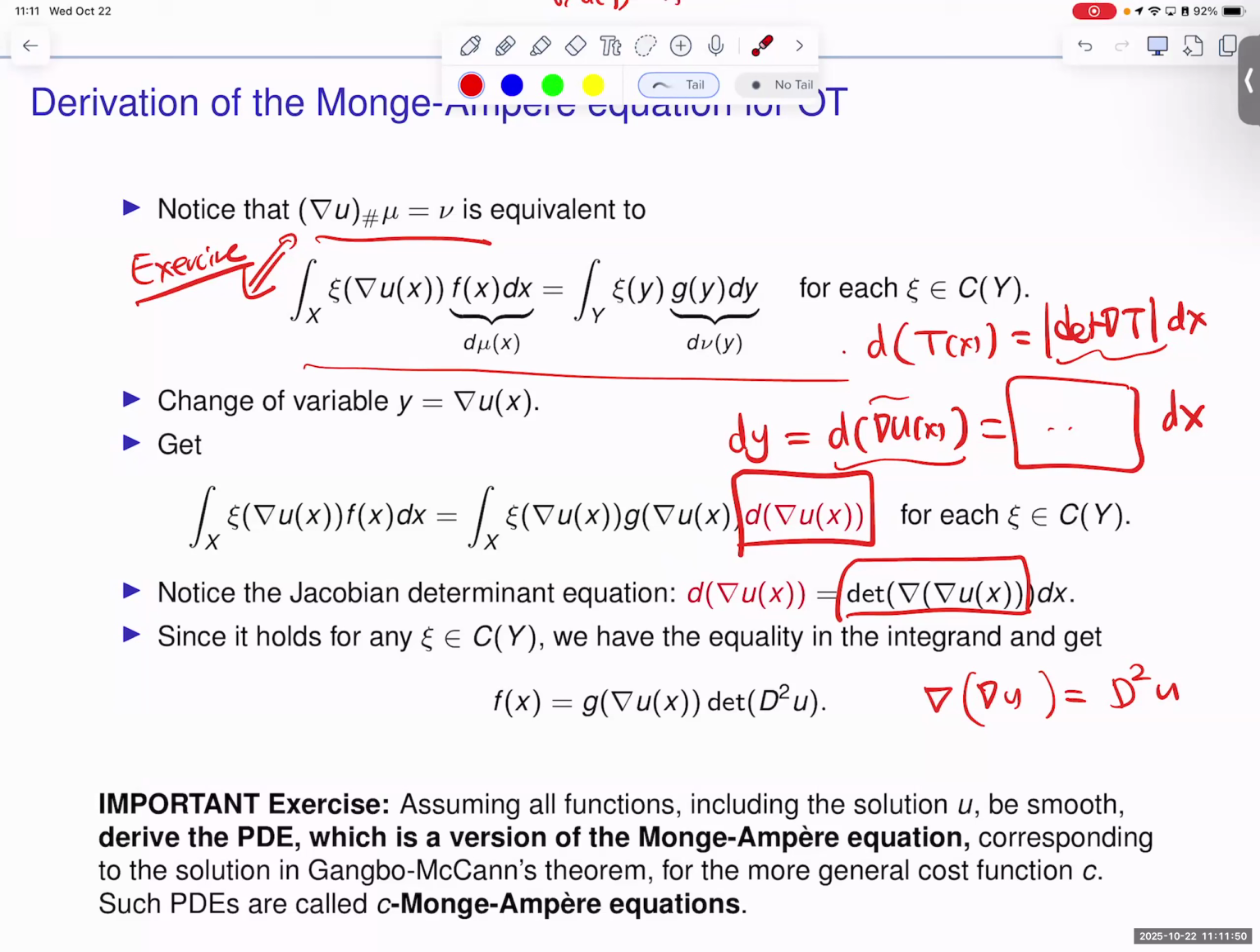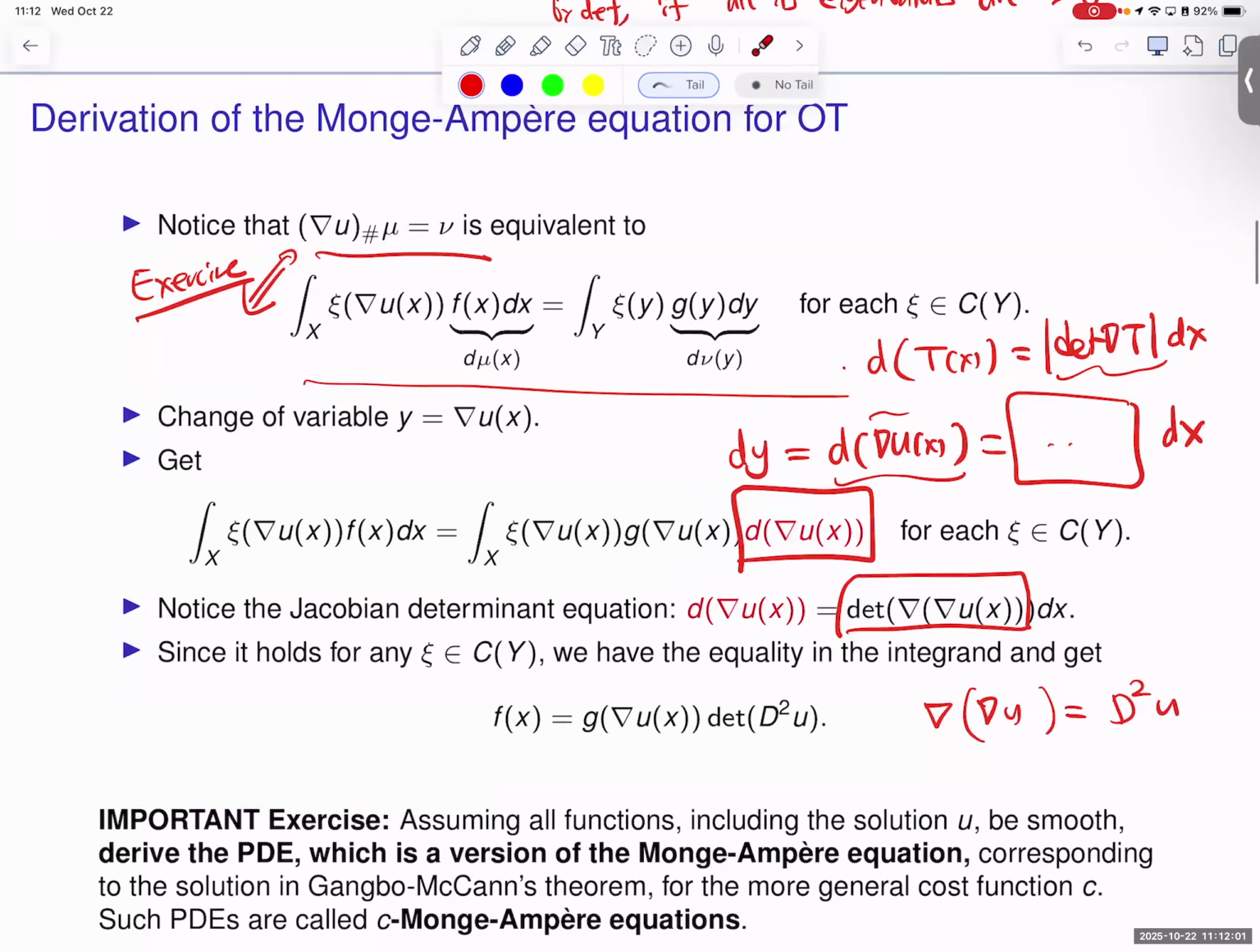Question. So at the moment, we are assuming that u is twice differentiable. Then this should hold at every point. So assuming. Okay, other question?